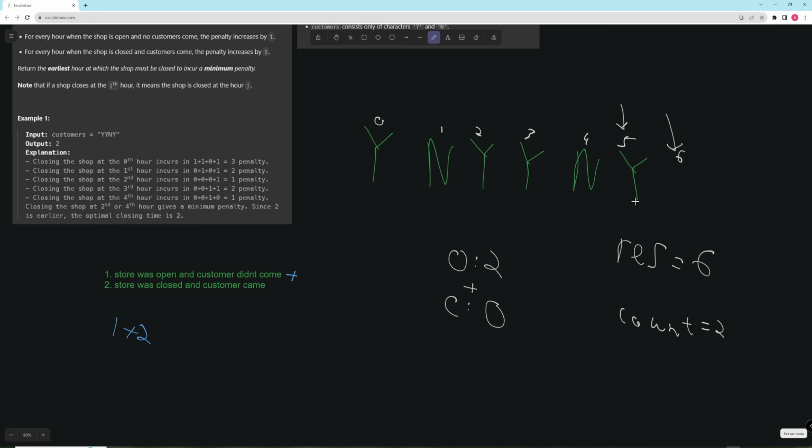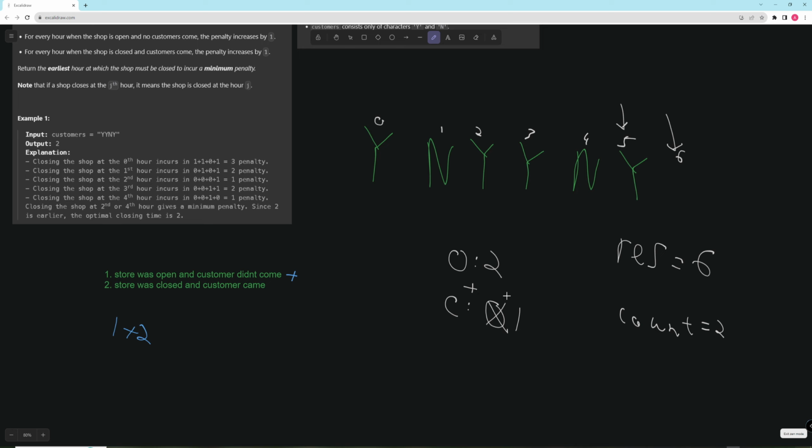Well, if it closed here, if you think about it, now we have a penalty, right? Because this was open before, but now it's closed. So this open penalty stays the same, but now we have a closed penalty because we're closed here, but we got a y. So now this will become 1, and now our count is 3.